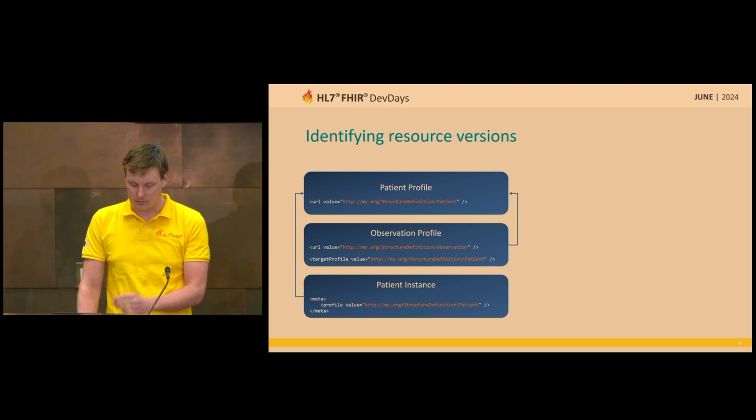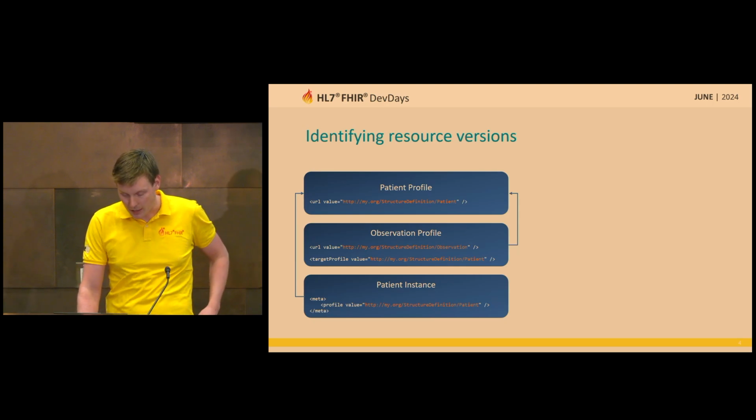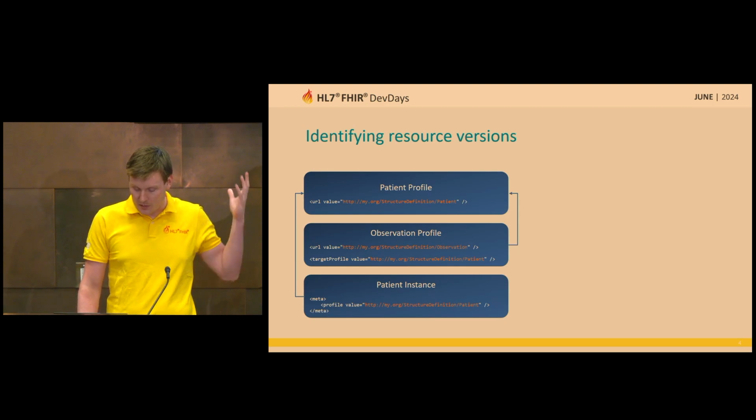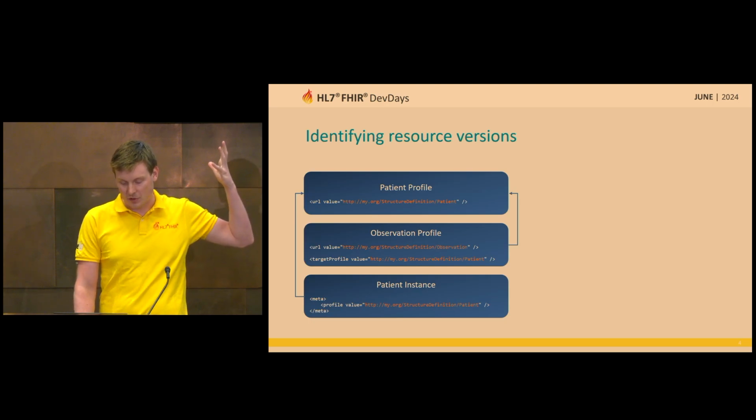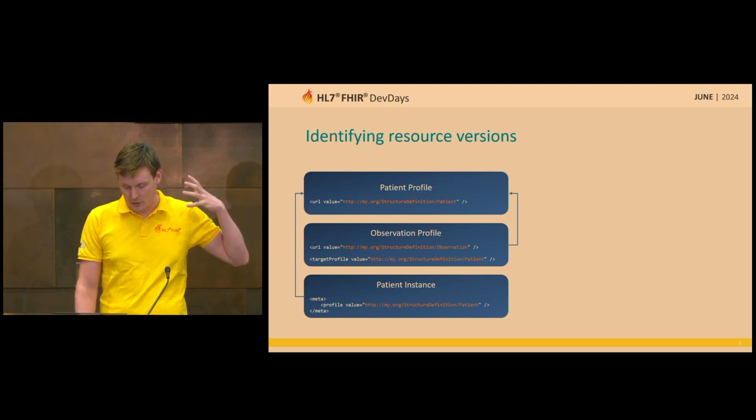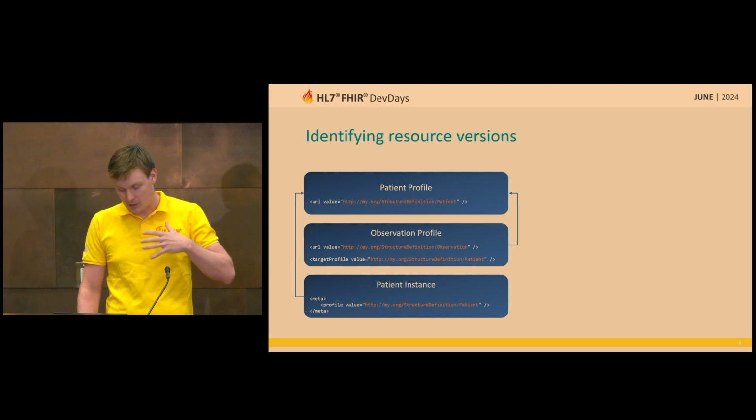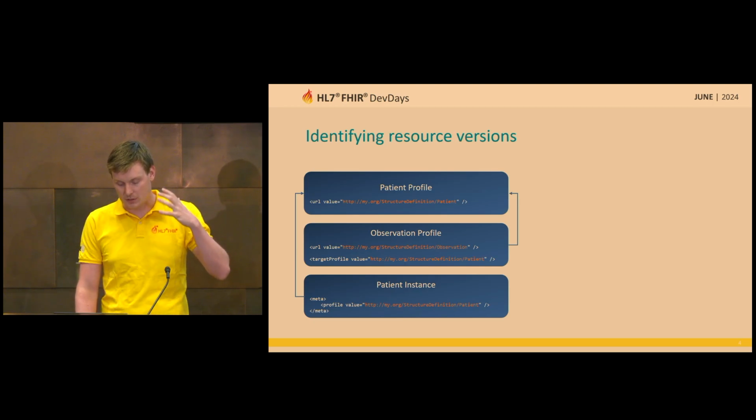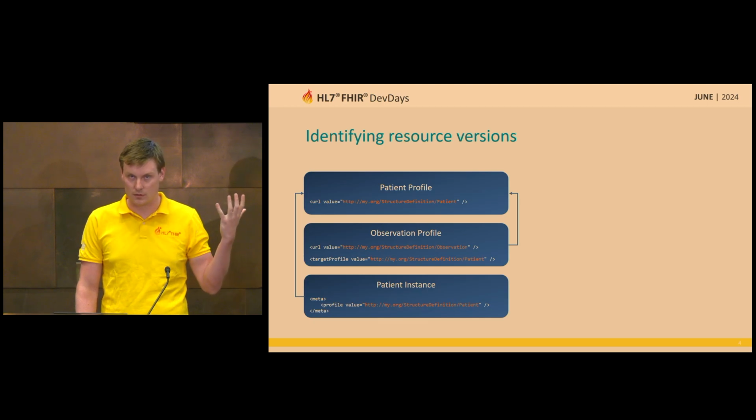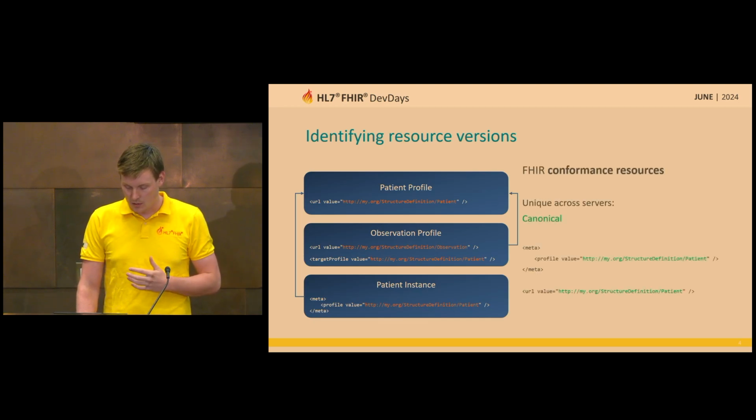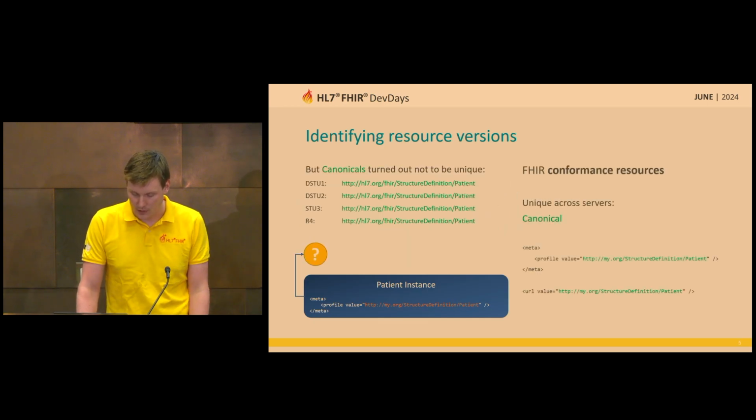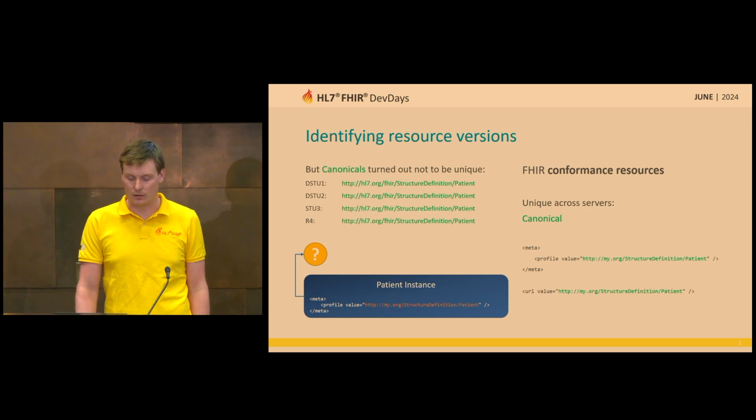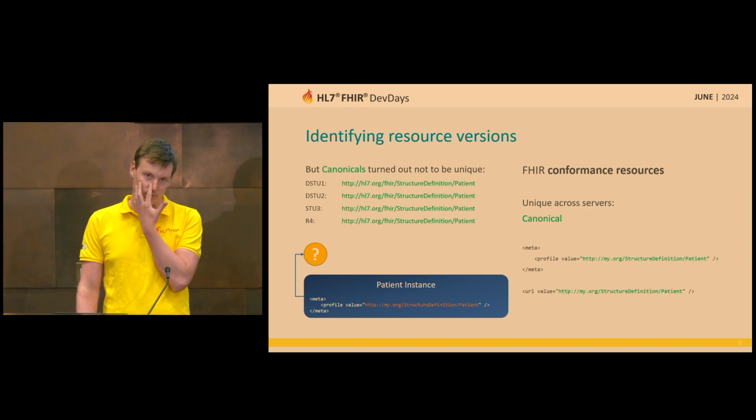until we found out this is what it would look like. So you have a patient instance, you have an observation profile that points to a patient profile using the canonical URL. A patient instance pointing to a patient and saying, hey, I conform to that patient structure definition. So that would be the canonical. And that worked out until we found out that canonicals weren't actually that unique.